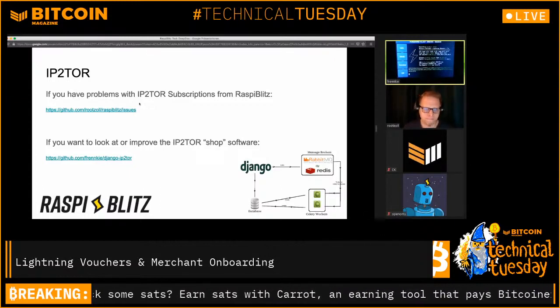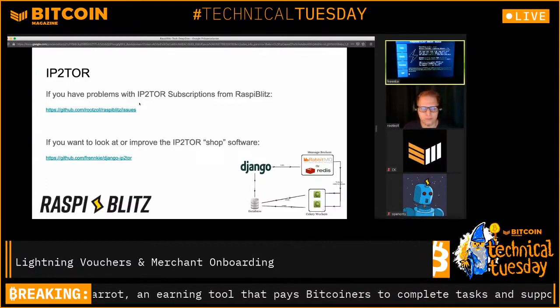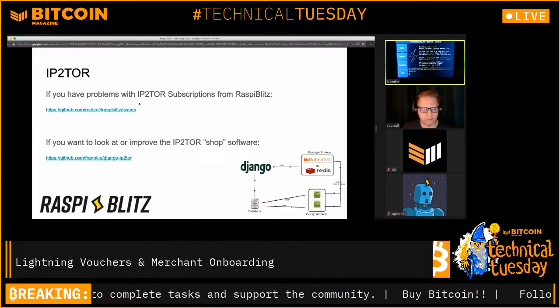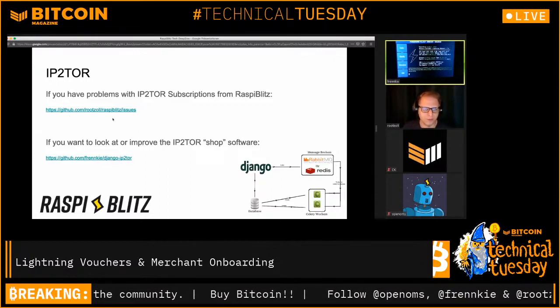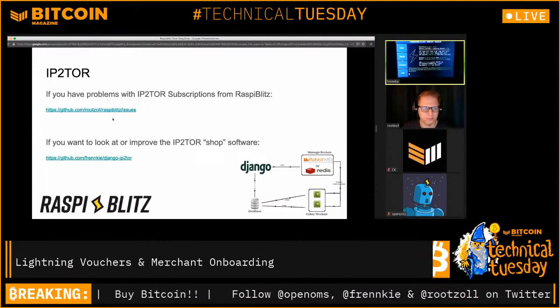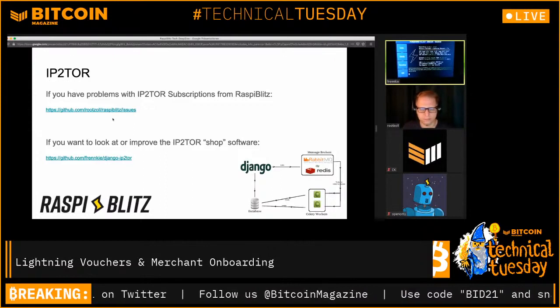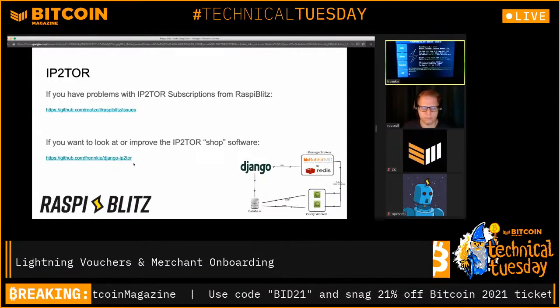Those are external services. DuckDNS, of course, exists already. Let's Encrypt also exists. IP to Tor did not exist. That's something we invented and implemented. And basically, if you have problems with any of the IP to Tor subscriptions that are sold and hosted on the default Raspberry Blitz configuration, please open your issues on the main Raspberry Blitz project. But if you're interested in the IP to Tor software that's running on the backends, that's what we newly created. There is the link on this slide to my repo where I'm hosting this package.